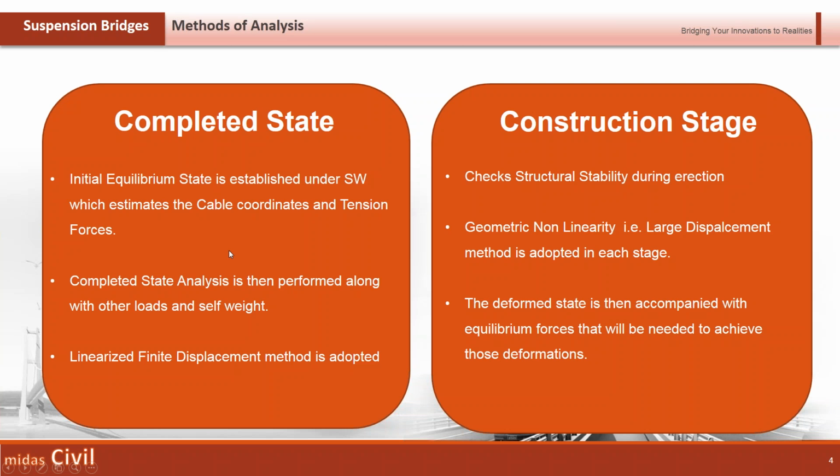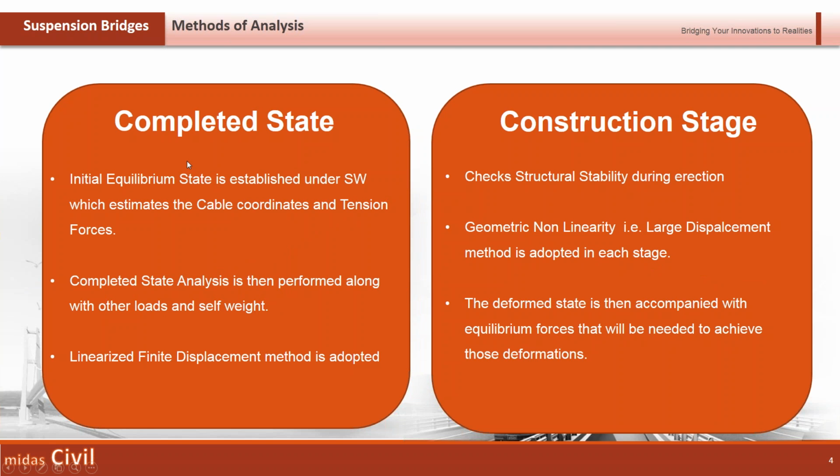So let's start with the introduction of suspension bridges. As you already know, a suspension bridge has a deck suspended by a cable. If this is a pylon, we have cables on both ends, and the deck is just suspended from the hangers. It's a very complicated bridge because it has a lot of different displacements that you need to consider. So to analyze such a bridge, Midas provides you two types of analysis: one is completed state analysis and one is construction stage analysis.